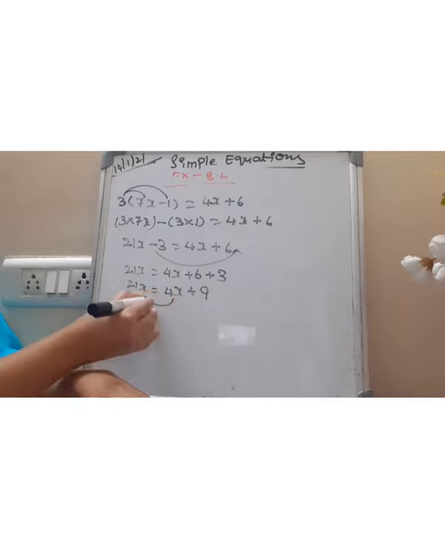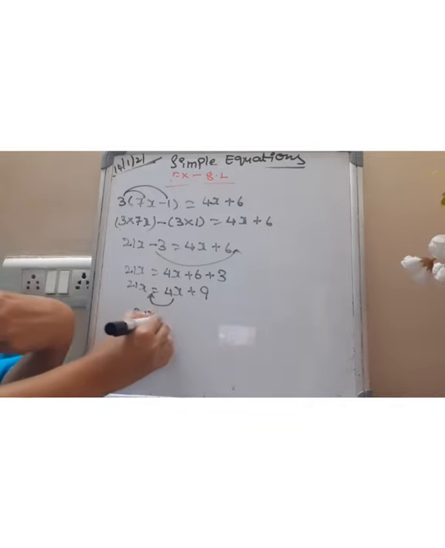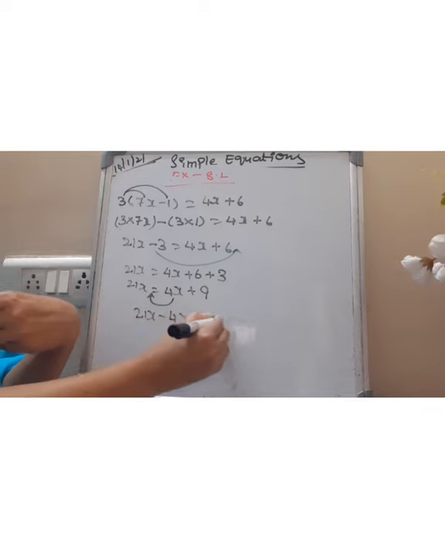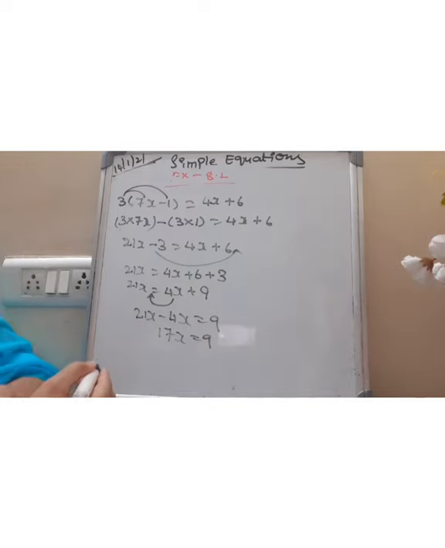Now what will we do? We will bring this 4x to the other side. So 21x minus 4x is equal to 9. What is 21x minus 4x? 17x. So 17x is equal to 9.